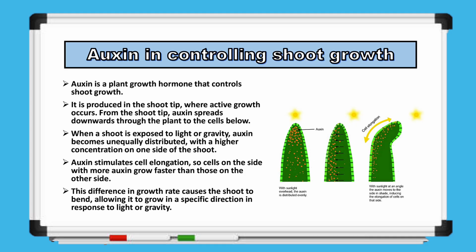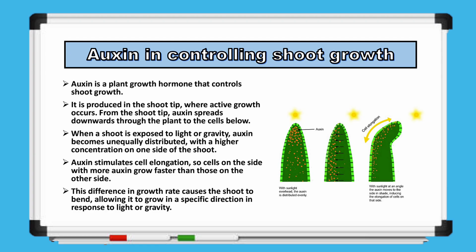Talking about its role in controlling shoot growth, it is produced at the shoot tip, where active growth occurs, and then spreads downward through the plant to the cells below. When a shoot is exposed to stimuli such as light or gravity, auxin becomes unevenly distributed, accumulating more on one side of the shoot. This higher concentration of auxin stimulates the cells on that side to elongate faster than those on the other side. As a result, the difference in growth rates causes the shoot to bend, directing its growth toward or away from the stimulus.